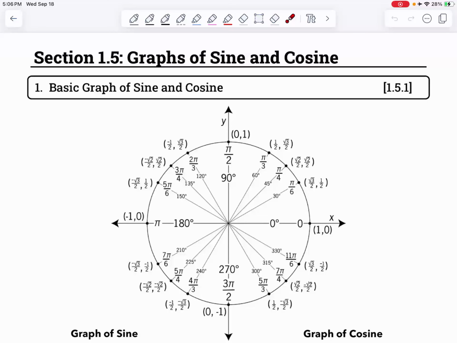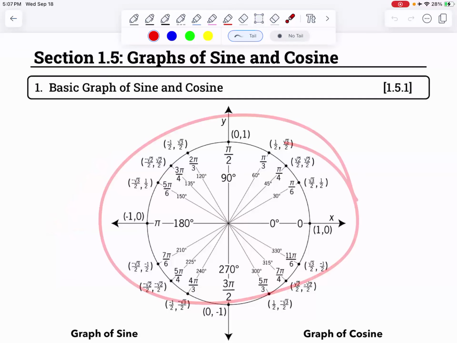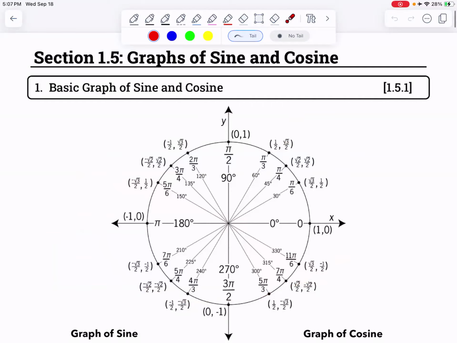All right. Section 1.5, graphs of sine and cosine. So we've talked about different approaches to trigonometry. We talked about the unit circle approach where we defined sine to be the y value and cosine to be the x value of different points on the unit circle. We talked about the right triangle approach to trigonometry where we said SOHCAHTOA. We said that triangles could be used to create these trig ratios in a similar way that we created this unit circle. And now we're going to look at it in a slightly different way.